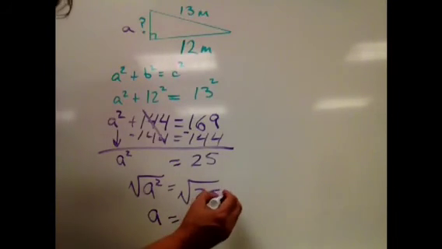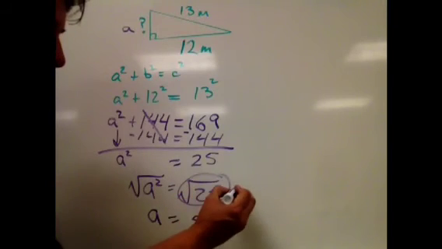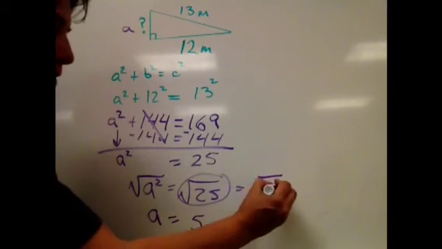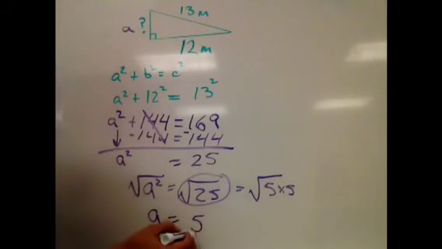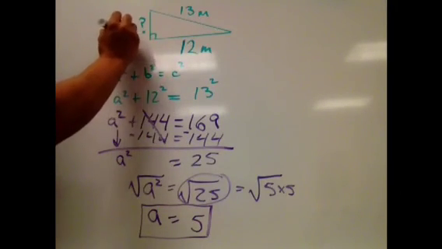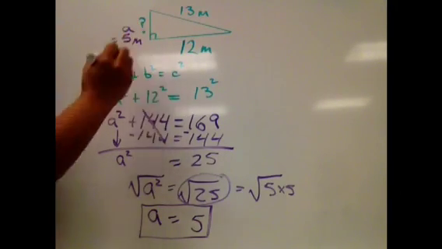Okay, and let me just make sure that you understand that this is the same thing as 5 times 5, okay, 5 squared. So this is our answer. A should be 5. 5 meters in this case, okay?